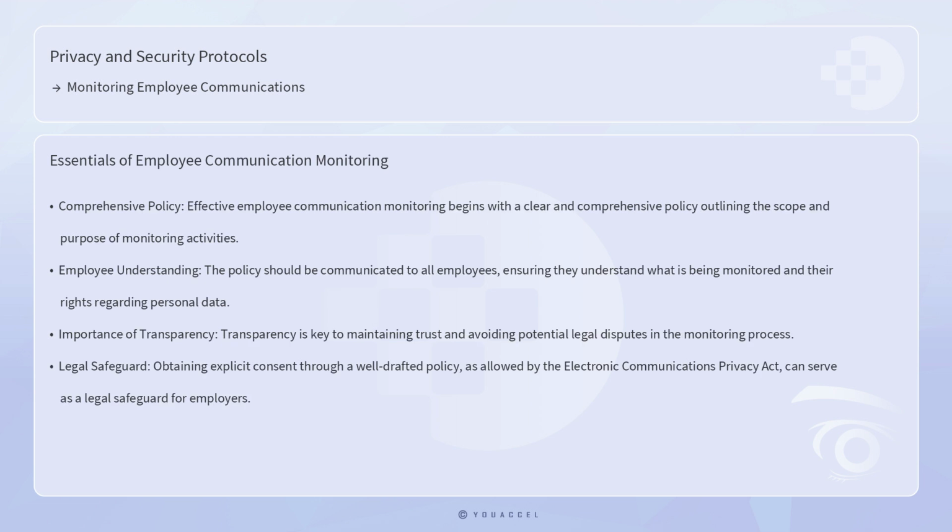Effective employee communication monitoring begins with a clear and comprehensive policy that outlines the scope and purpose of monitoring activities. This policy should be communicated to all employees, ensuring they understand what is being monitored, how the information will be used, and their rights regarding personal data. Transparency is key to maintaining trust and avoiding potential legal disputes. For instance, the Electronic Communications Privacy Act allows employers to monitor communications if they have obtained prior consent from the employees. Therefore, obtaining explicit consent through a well-drafted policy can serve as a legal safeguard for employers.